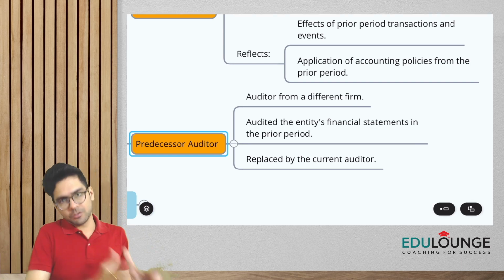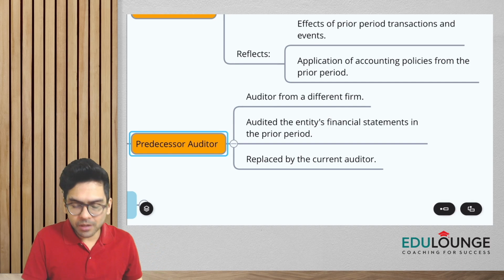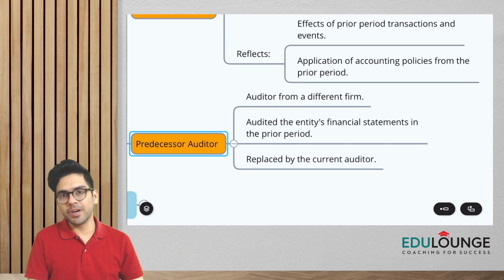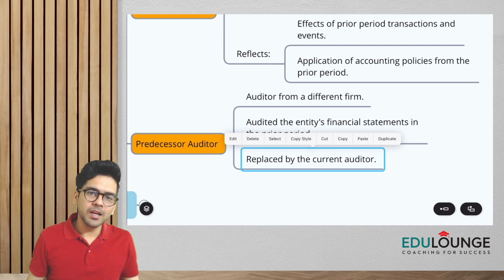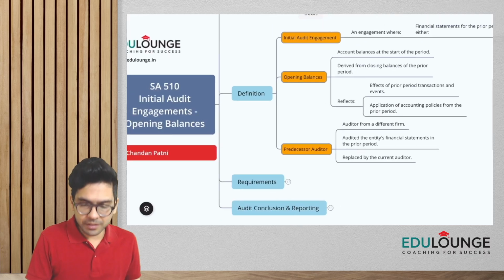No, the firm has to change, right? So it says auditor from a different firm, who has audited this company's financial statement in the prior period, and now he has been replaced by me, the current auditor. I'm the current auditor. I hope this is clear, guys. That is the meaning of predecessor auditor.